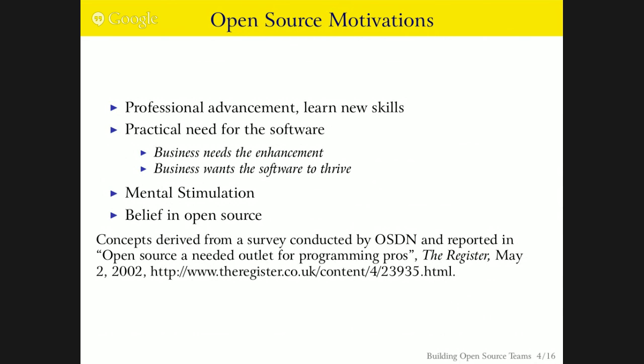The third one, mental stimulation. This is not the same as number 1. Number 1 is more, I want to grow in my professional life. I want to gain new skills that help me to be employable. Number 3, mental stimulation, is I just like a puzzle. I just like doing things that are challenging, that invigorate my mind and stimulate my mental processes. That's another aspect of open source. And the fourth one, I believe in open source. I want to give back to the larger world that I'm working in.